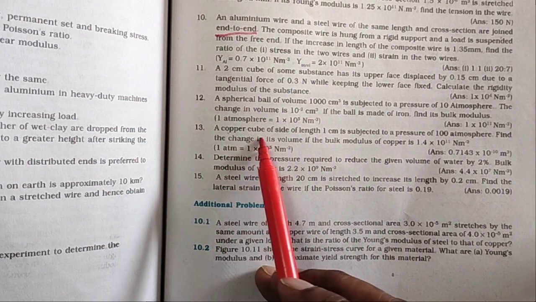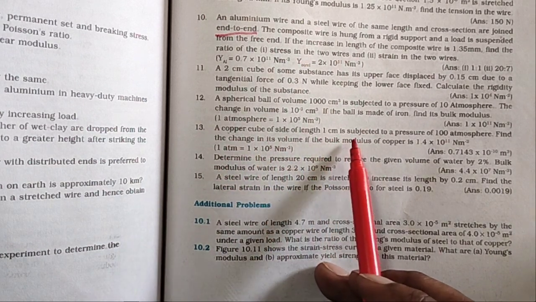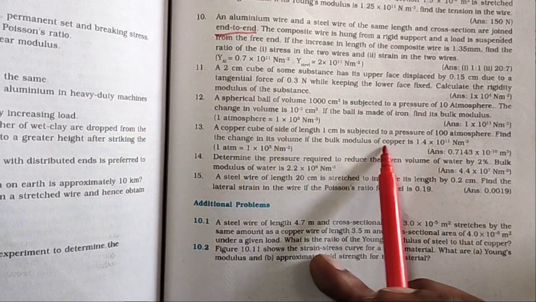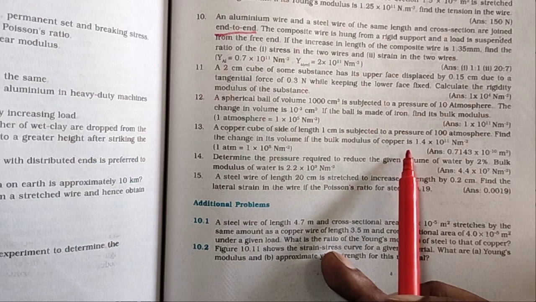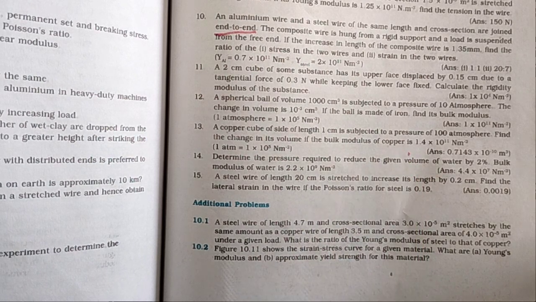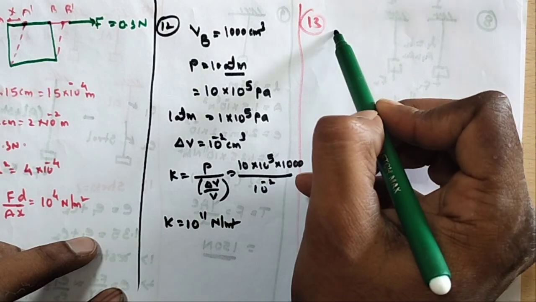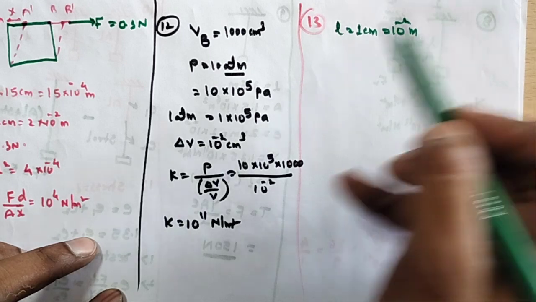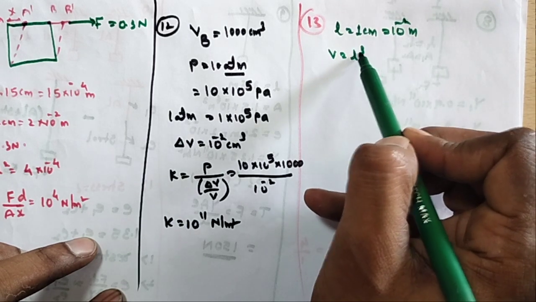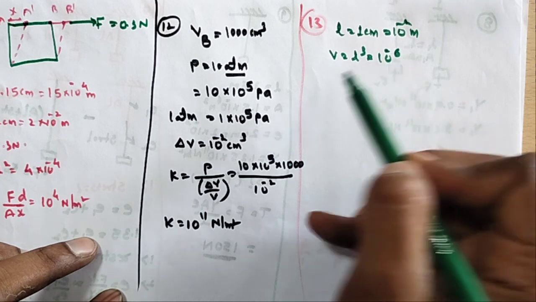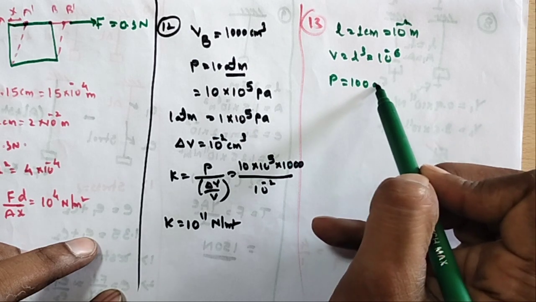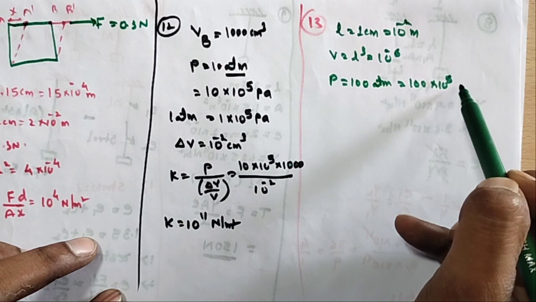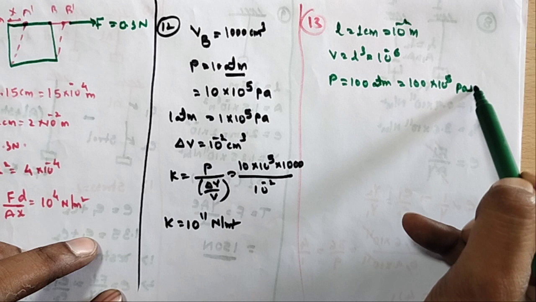13th one. A copper cube of side length 1 centimeter is subject to a pressure of 100 atmosphere. Find the change in its volume, given the bulk modulus of the copper. It is also very simple. The cube length L is equal to 1 centimeter, that is 10 power minus 2 meters. Volume is L cube, 10 power minus 6. Pressure is 100 atmosphere, so 100 into 10 power 5 Newton per meter square or Pascal, both are same.